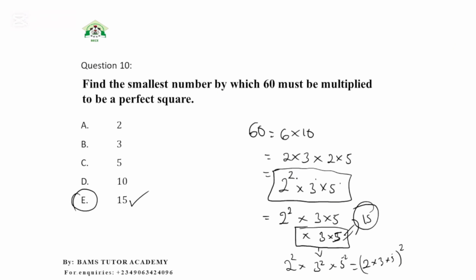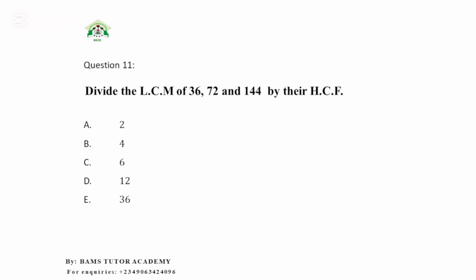So let's move to question 11 quickly. Question 11: divide the LCM of 36, 72, 144 by their HCF. Okay, so let's see. We have to find the LCM first. That's what we need to do. So let's find the LCM of 36, 72 and 144 the normal way.